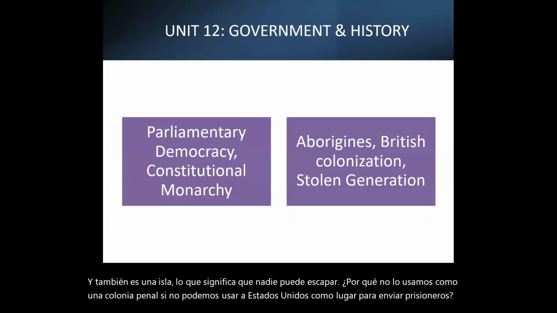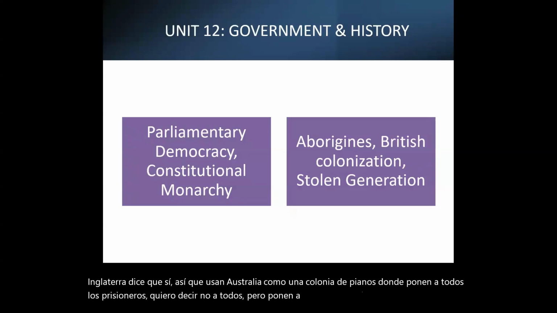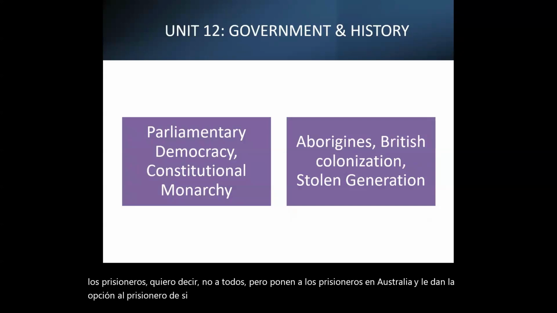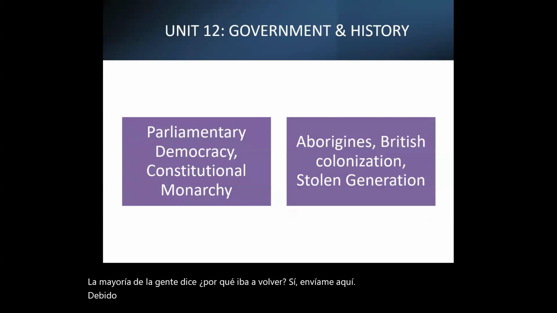England says yes. So they used Australia as a penal colony where they put the prisoners, not all, but they put prisoners in Australia, and they gave the prisoner the option whether you want to stay there or you want to, of course, go back to England. Most of the people said, why would I go back? Yeah, send me here. Due to that, Aborigines started losing more and more rights because the British came with stronger rule.